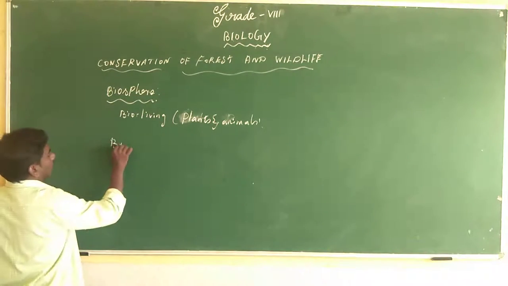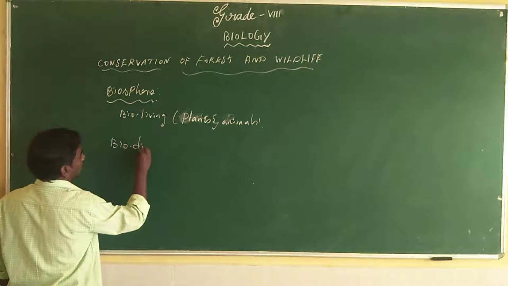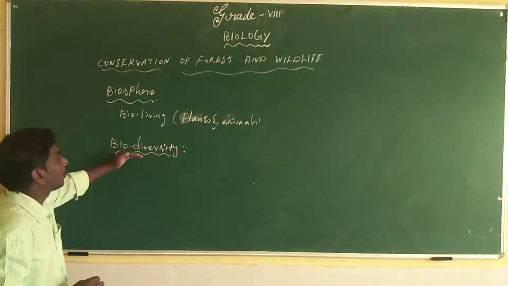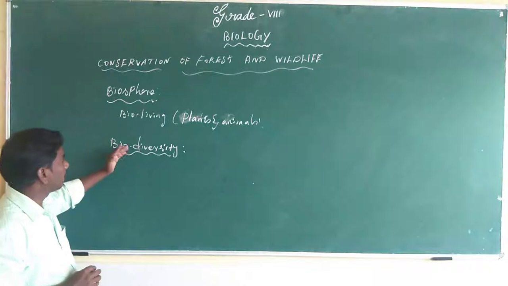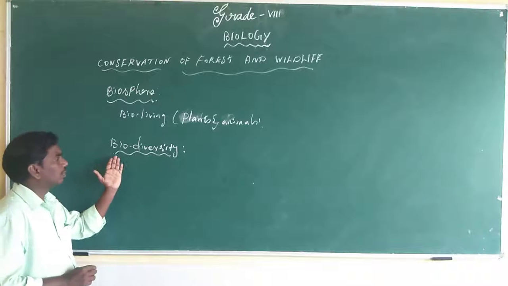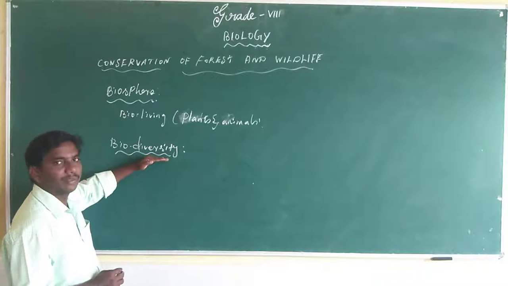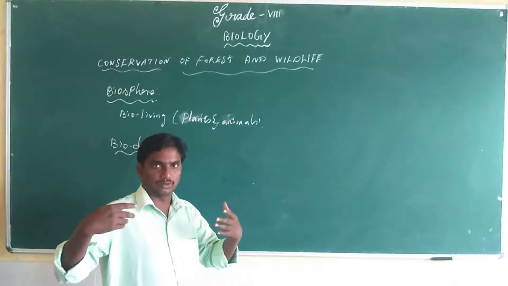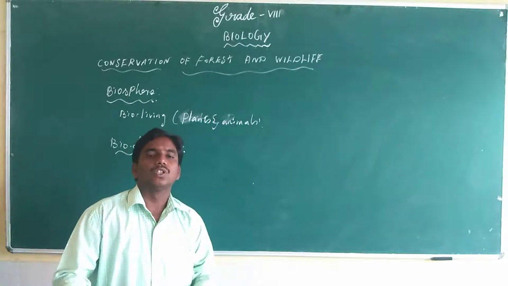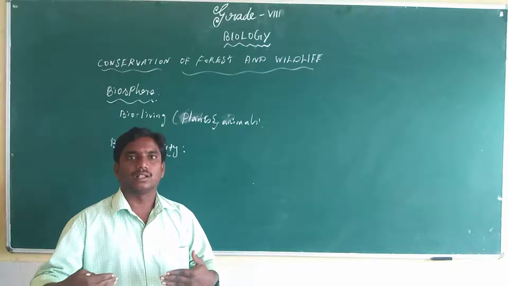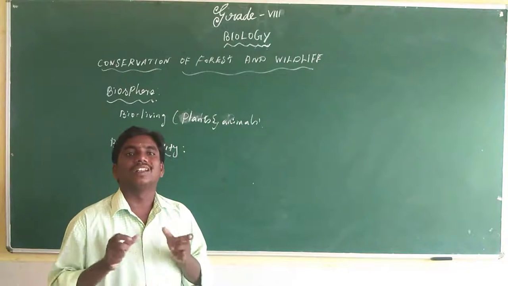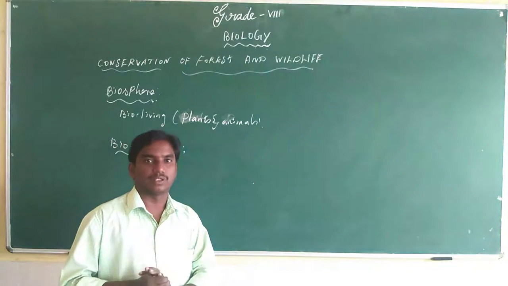Next one, biodiversity. What is the meaning of biodiversity? Bio means living things, both plants and animals. What does diversity mean? Both the plants as well as animals can live in specific areas, and those organisms have a mutual understanding, an interrelationship or relationship within that environment.